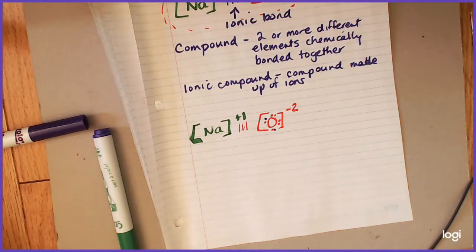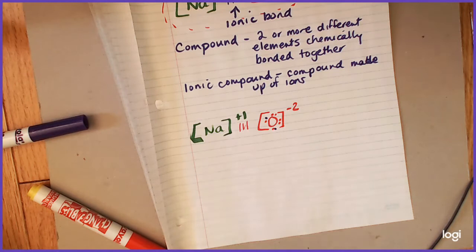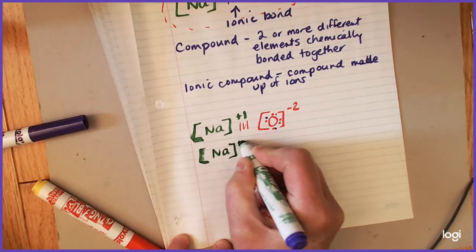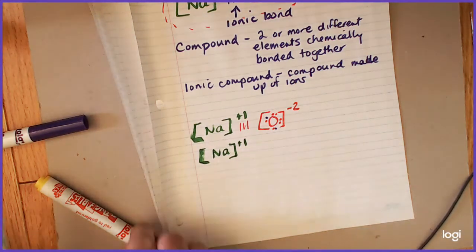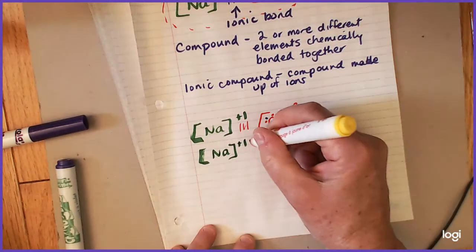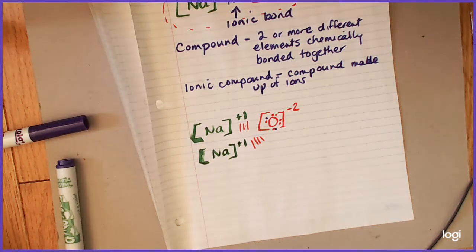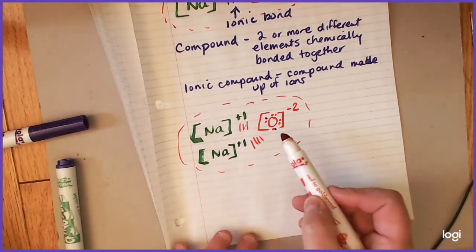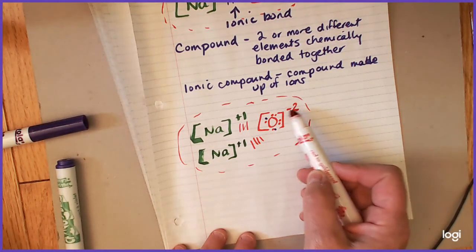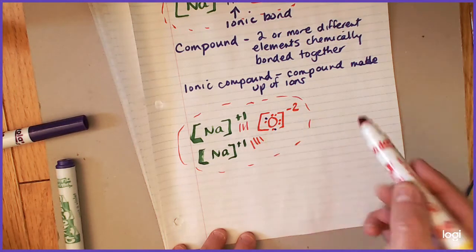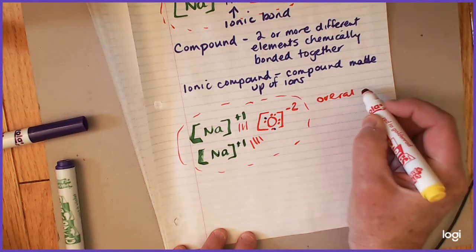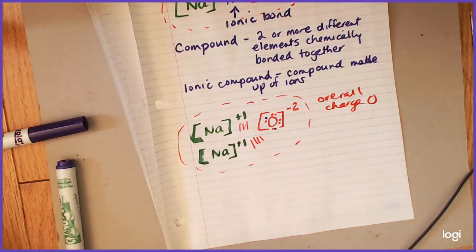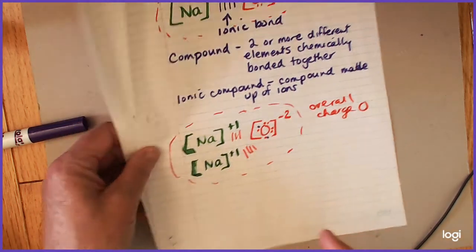Well, what if there was another sodium floating close by? So we've got another sodium floating close by, charge of +1. Perfect. This guy can also be attracted to this. And if you look at this whole compound now, the overall charge, if we've got -2 here and 2 +1s here, our overall charge is going to be 0. We're going to do one more and then we're going to come back to our first diagram.